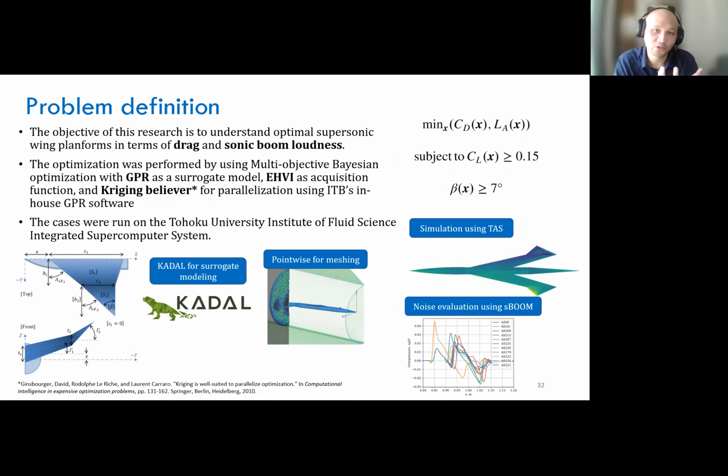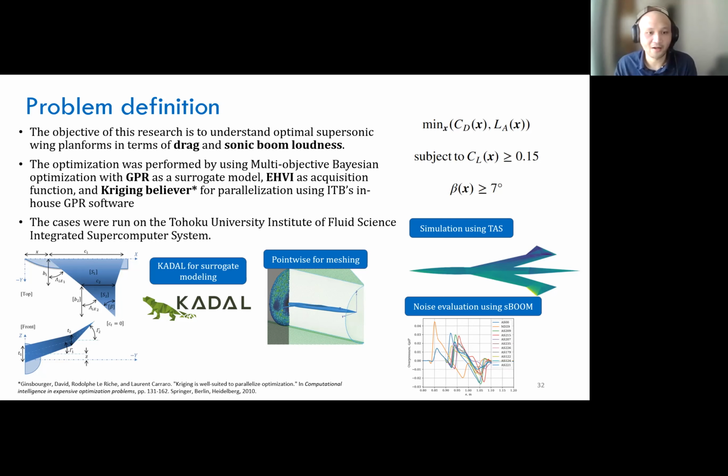Because if you are designing a supersonic aircraft, you are concerned not just with the drag coefficient, but also with the sonic boom loudness. In the future, what we want to design is a supersonic transport with low drag and low loudness. So we want to design a wing platform that accomplishes those two objectives. We used GPR as a surrogate model, and also the EHVI, the expected hypervolume improvement, as acquisition function, and for parallelization, the so-called Kriging believer.